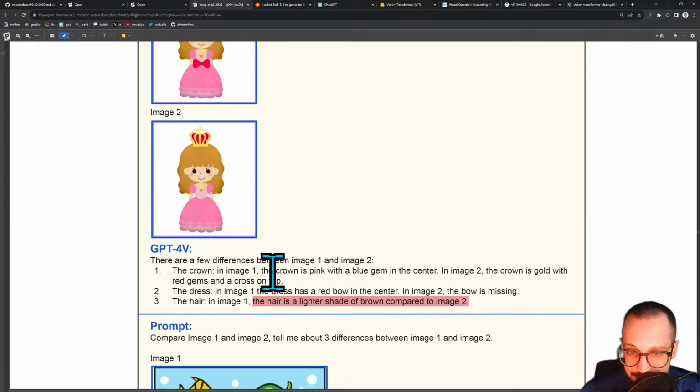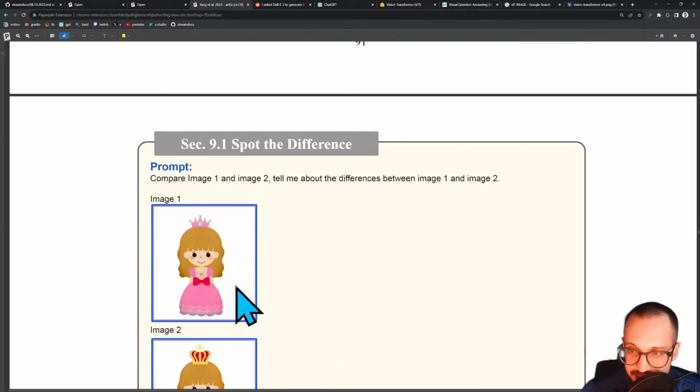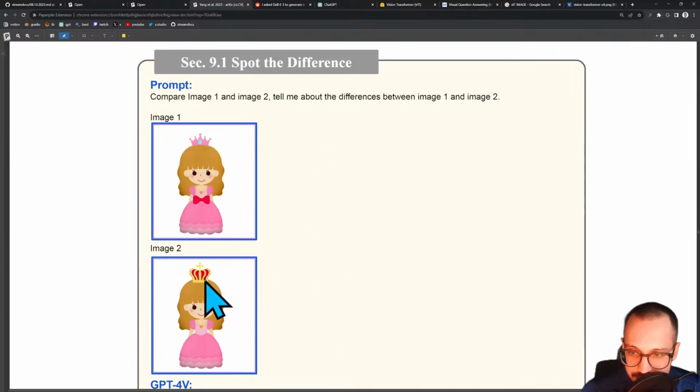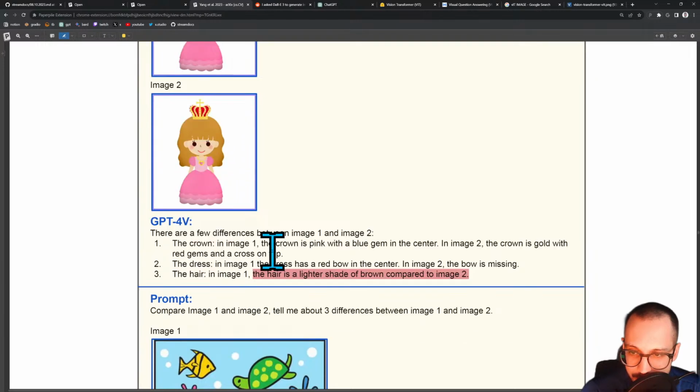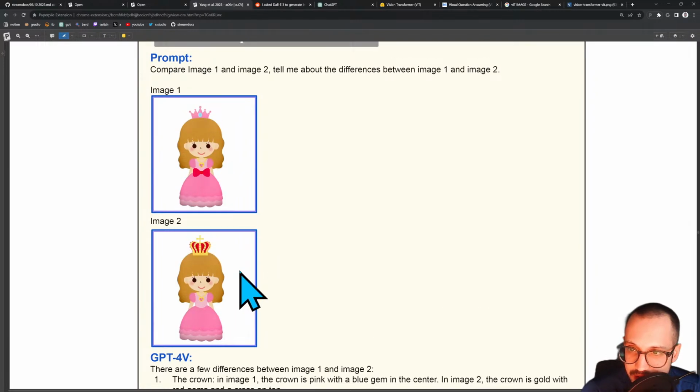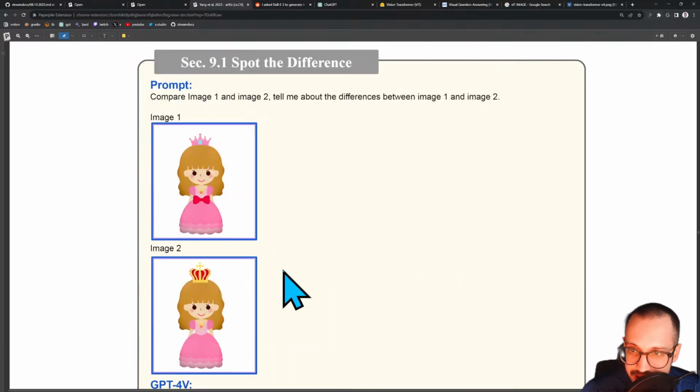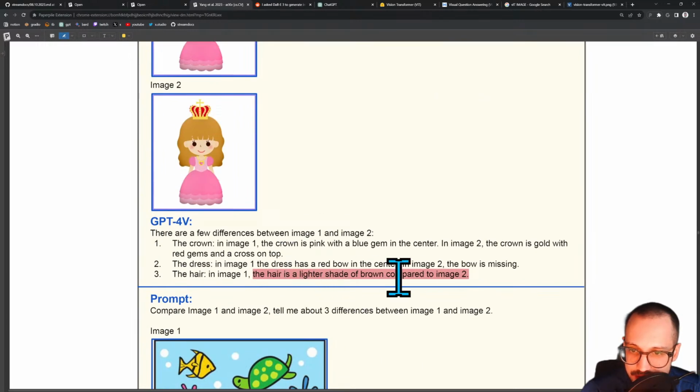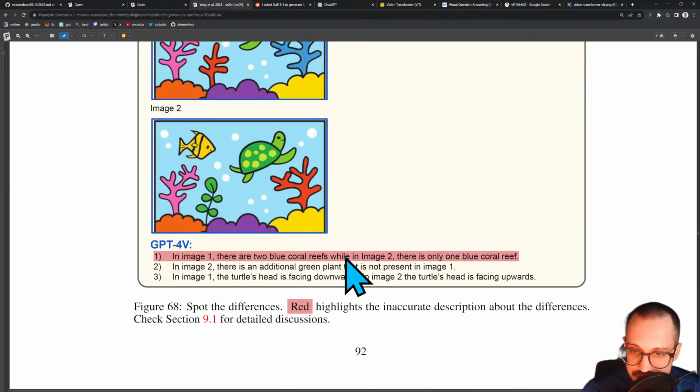Compare image 1 and 2. It can find differences. Tell me about the difference. So here, obviously, the person's not wearing a bow. They're wearing a crown. The hair is a lighter shade of brown. Is that incorrect? I guess it is. But it did find these two differences. There are 2 blue coral reefs.